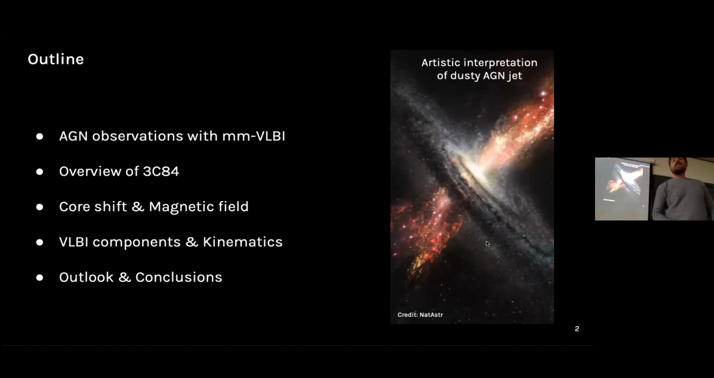Here's a brief outline of what I'll talk about today. So I'll start with talking about AGN observations with millimetre VLBI. Then I'll move over to an overview of 3C84. I'll talk about our results, which include an analysis of the core shift and the magnetic field. We also looked at the VLBI components and the kinematics. And then I'll finish with an outlook and the conclusions of our work.